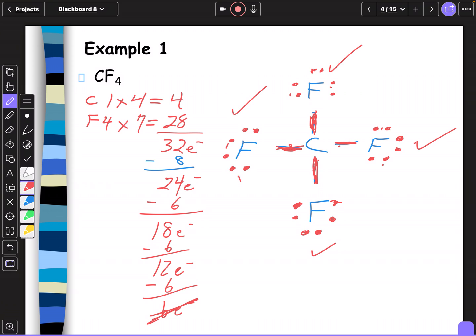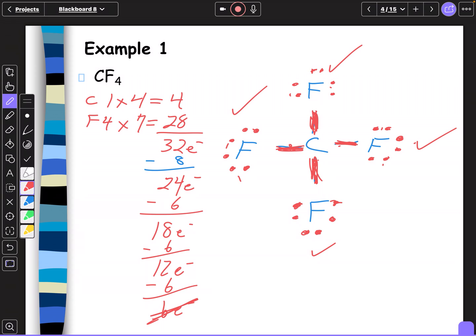I just need to check my carbon in the middle now. So I check it, and it's surrounded by, this first line stands for 2, this is 2, this is 2, and this is 2 for a total of 8. So that structure is good. I don't have to add any double bonds. This would be the way I would draw it with those lone pairs.